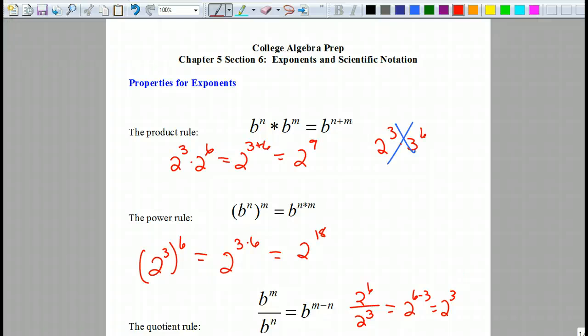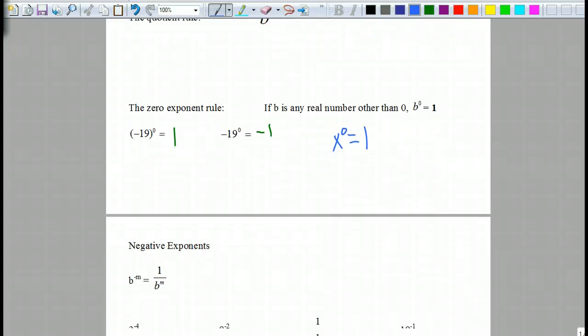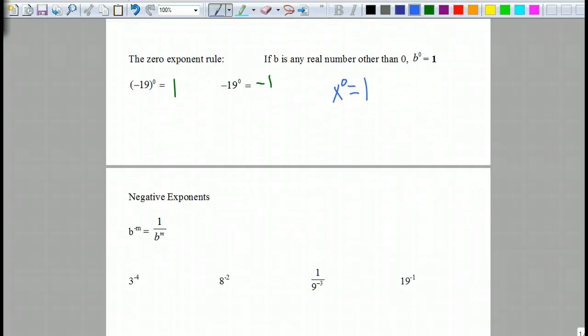Now, I just wanted to make a point here that you can also, if I were to flip these around where I have 2 to the third over 2 to the sixth, I can still subtract them, it's just that you're going to have a negative exponent. Okay, so it'll be 3 minus 6, or 2 to the negative third. Okay, so that still applies. Anything to the 0 power is a 1. Okay, so let's talk about negative exponents.